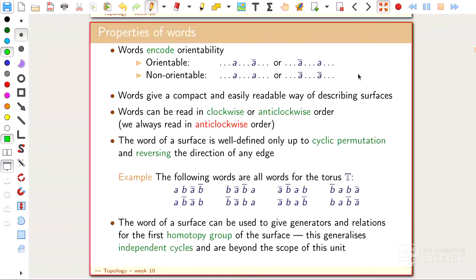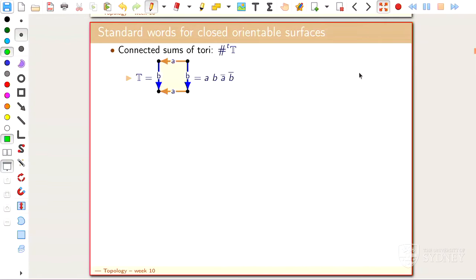Okay. I skipped that part. So what we want to do is write down standard words for the standard form of a surface. What I need to tell you is what the standard words are for our prime factors. That's essentially what I need to do. So what were our prime factors? Well, there was a torus, there's a projective plane, and there's a disk. So I will show you the standard words for those.